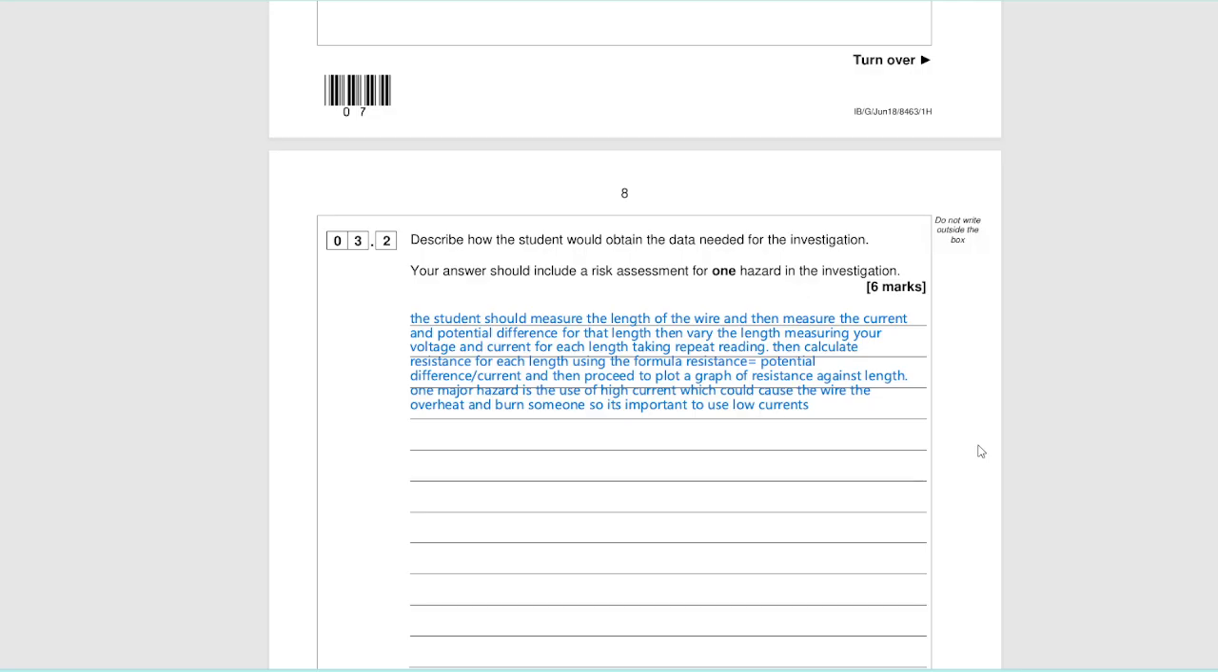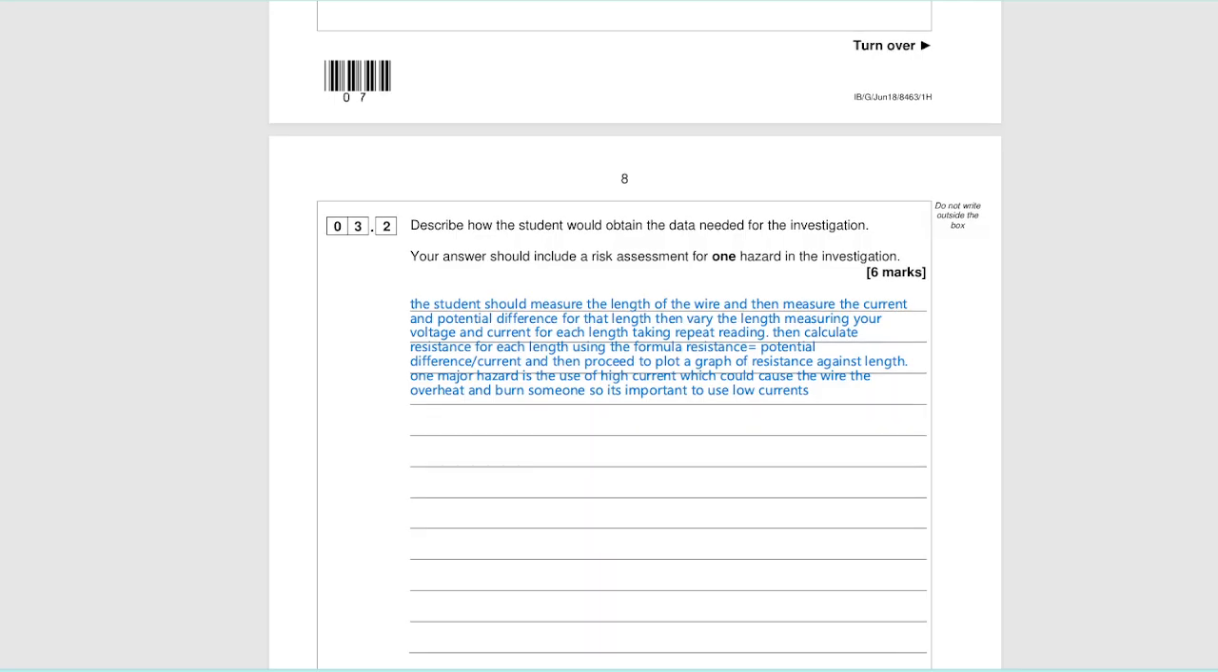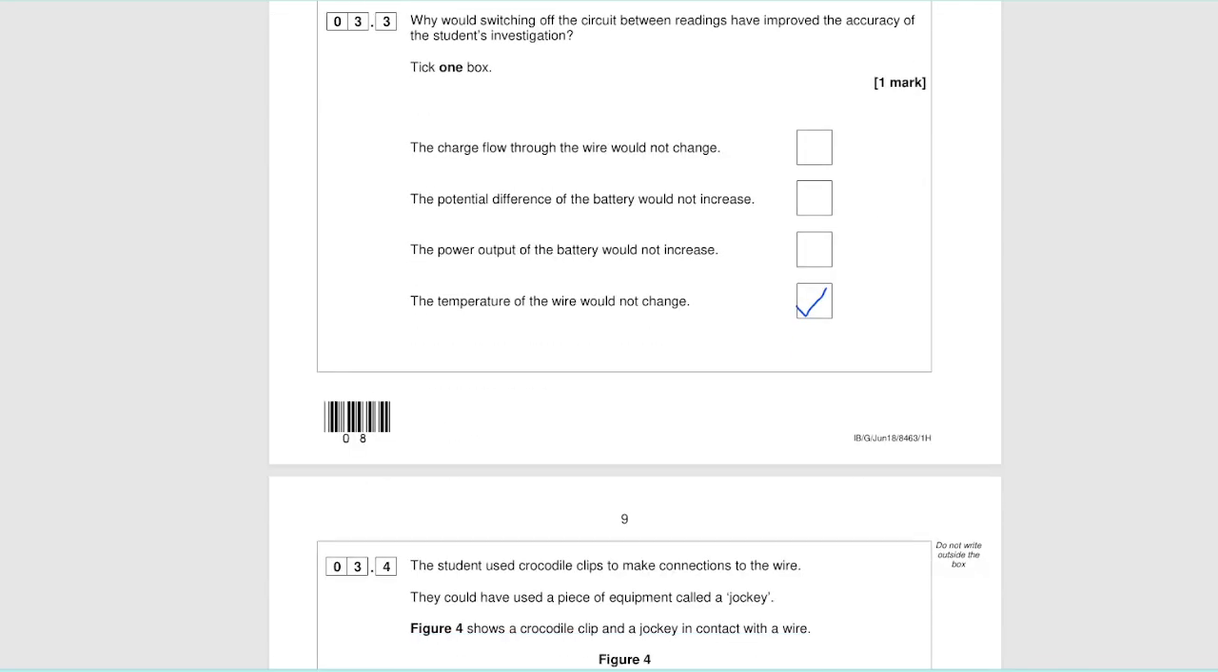And one major hazard of this, because it asks for a hazard in the investigation, is a high current, which could cause the wire to overheat and burn someone if they touch it. And to prevent this, it's important to use low currents. Honestly, that's not that bad for one of the first major 6 markers in this paper, and let's move on.